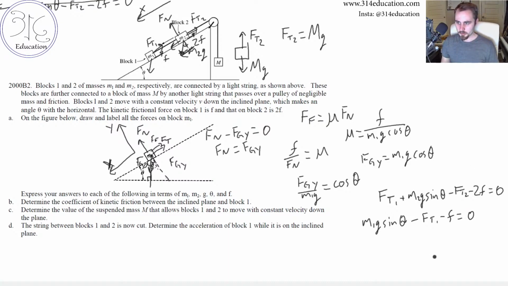So let's start by taking this equation of motion for block 1, not the first block that we did this for, that guy there. We're going to rearrange this for Ft1. We'll add Ft1 to both sides, and then we're done. So we have Ft1 is equal to m1g sine of theta minus our F.